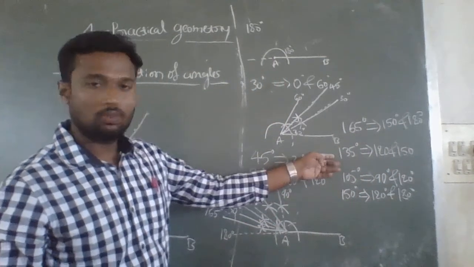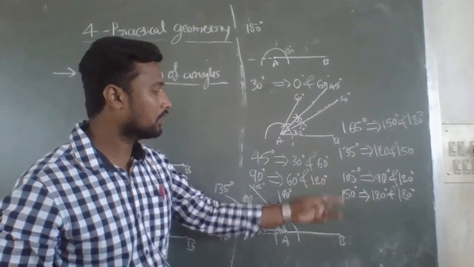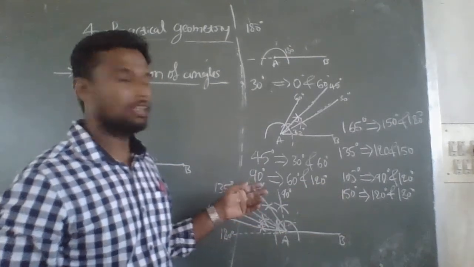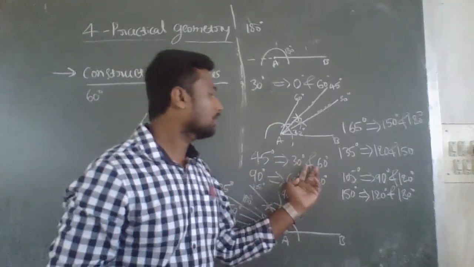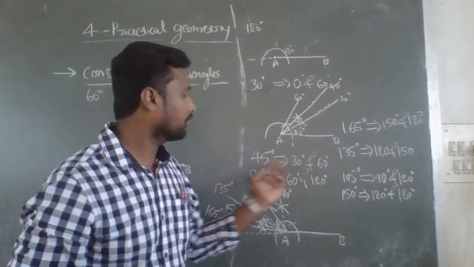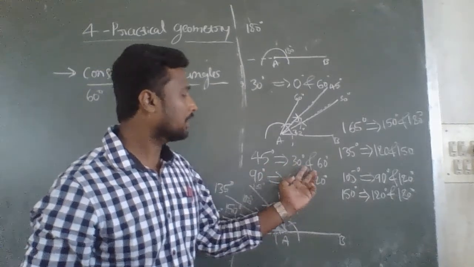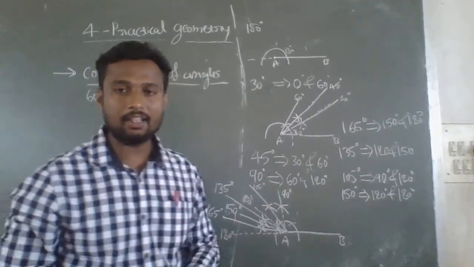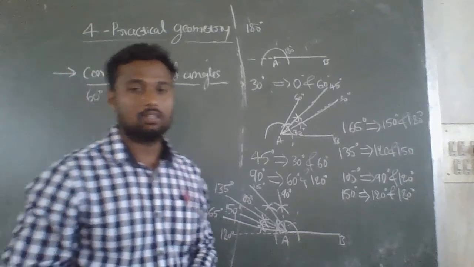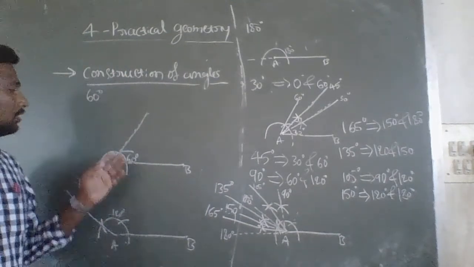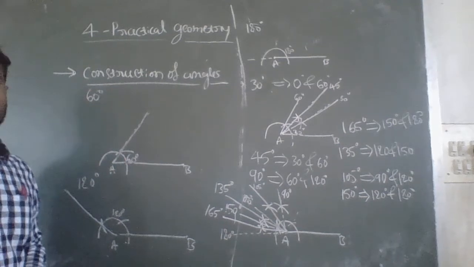Like this only: 135, 105, 150, 45 and 90. All these are between two other angles. Like 45 is between 30 and 60. To get 45 degree, we should construct 30 degree and 60 degree. So by using a compass, we can construct these angles like this.